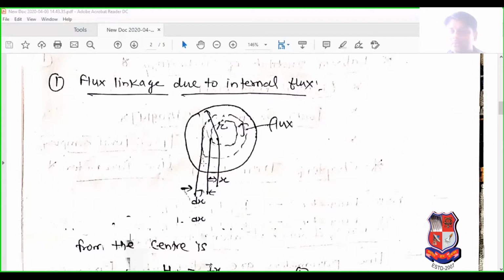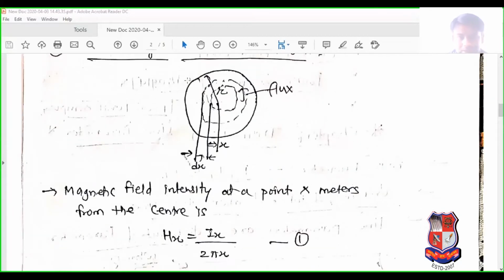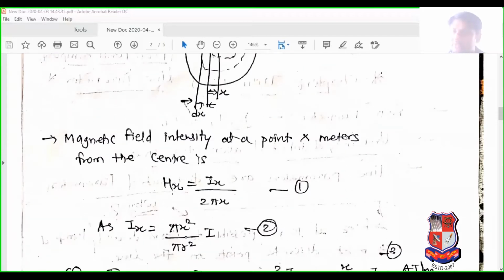V.K. Mehta, J.B. Gupta, right? Okay. So this is the long straight conductor of radius r. Now at a distance x from the center of the conductor, first of all we will calculate the magnetic field intensity at point x meter from the center of the conductor, and that is H of x.